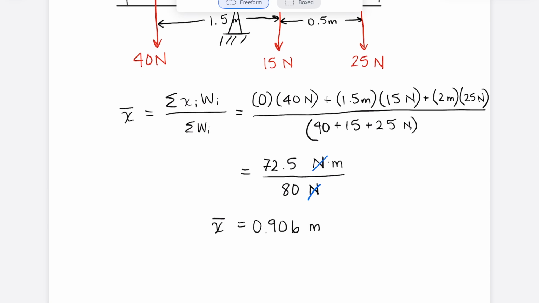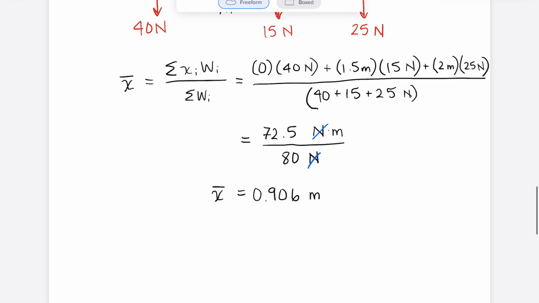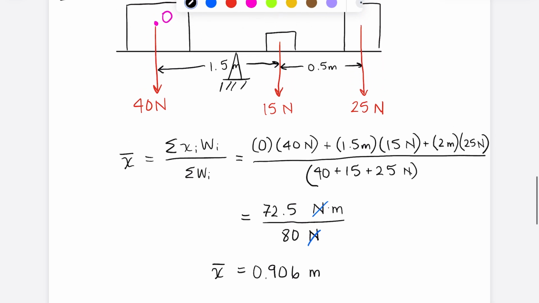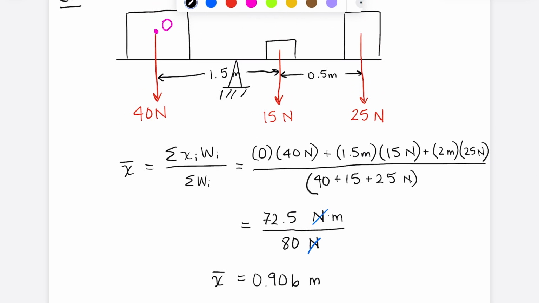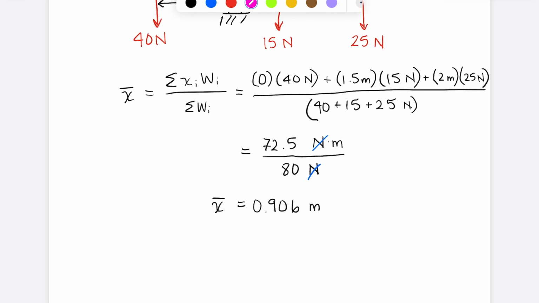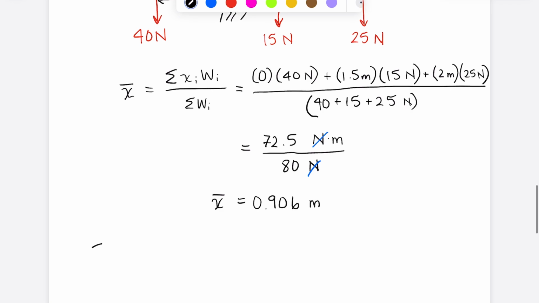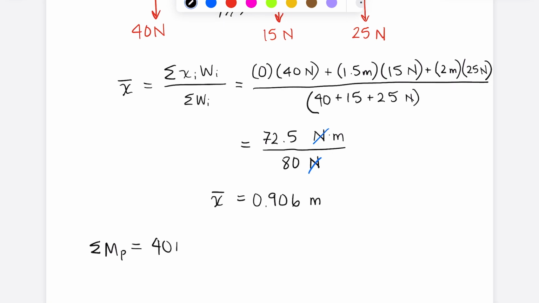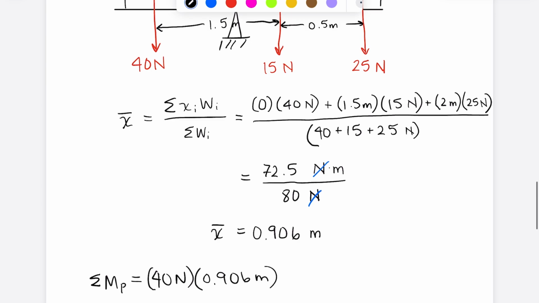And one way that we can check our work, if you want to do that on an exam, always a good idea, is we can now take the sum of the moments at this point that we've placed our pin. We'll call it point P. And when we take the sum of the moments there, we should find that it's equal to 0 if everything is perfectly balanced, right? So the sum of moments at P, I've got 40 newtons acting at a distance of 0.906 meters.